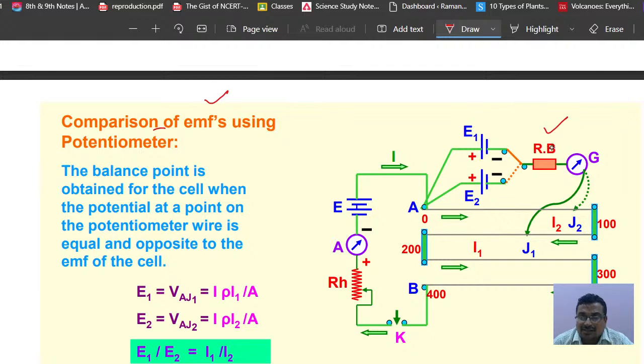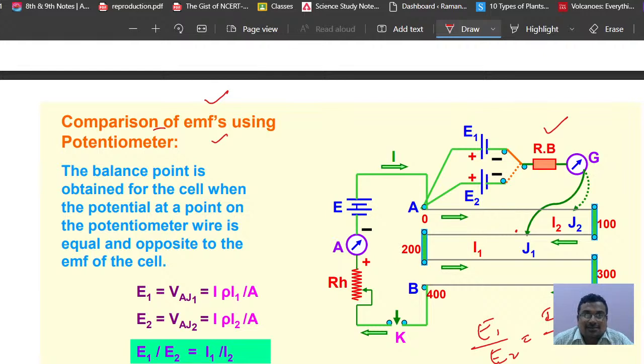We are using the resistance box to fix the resistor value. There is the galvanometer and the jockey, and the jockey moves on the wire. We find the null deflection, and with the help of this we find the length. By simplifying, E1 upon E2 equals l1 upon l2. By this equation, we can compare the EMF using the potentiometer.